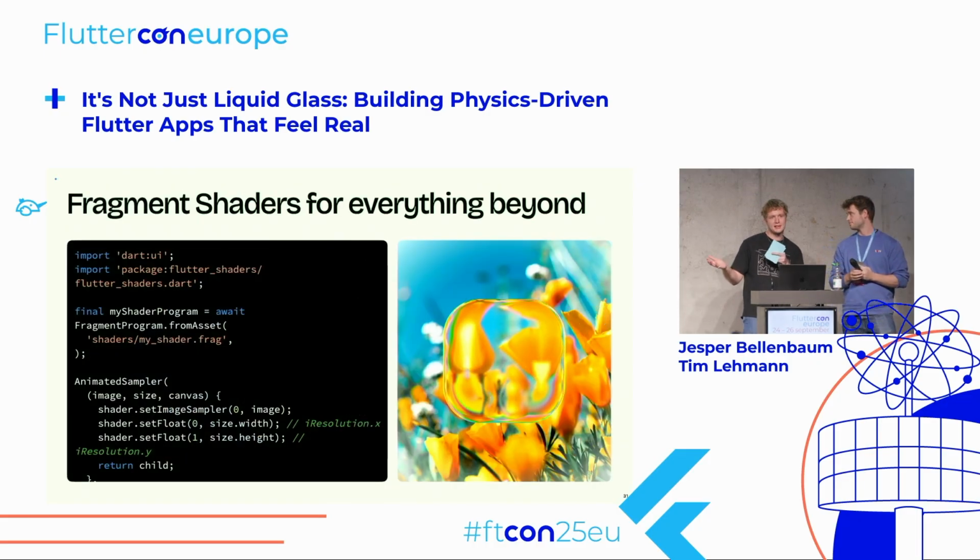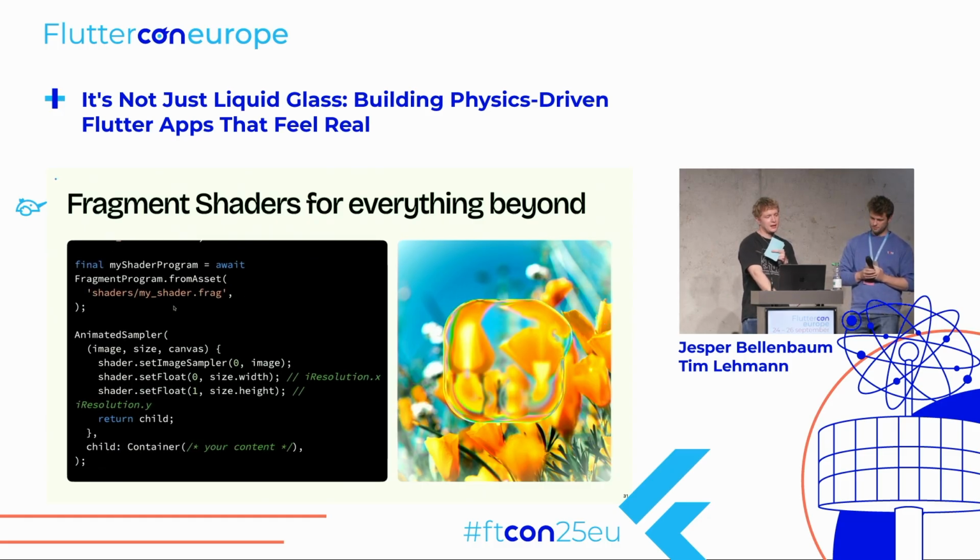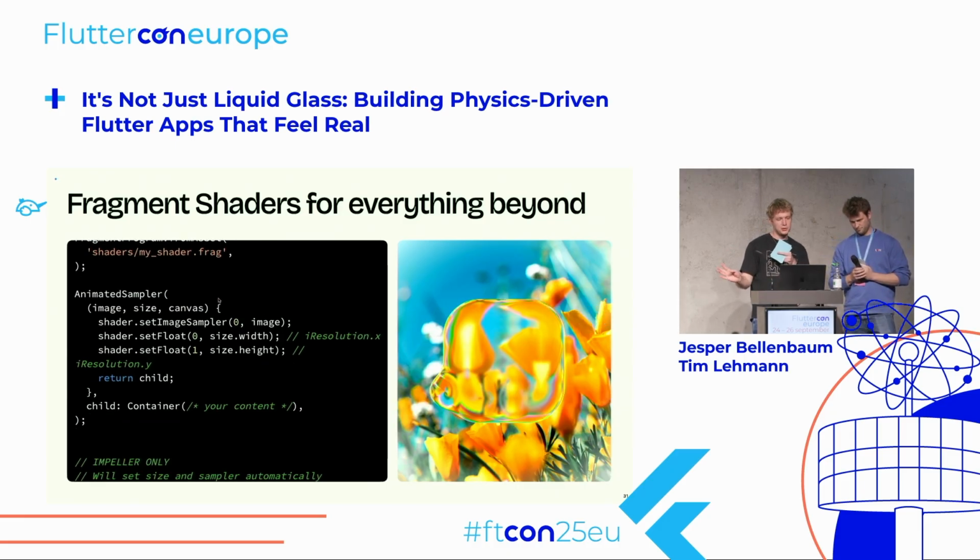And then if you need access to the GPU, obviously you have fragment shaders. And this is actually Liquid Glass. Our implementation is built with a combination of all these things. But a fragment shader, the biggest advantage is you get access to each pixel of your child. So if we go through this real quick, we can load a fragment shader, which is basically just a GLSL file. And then you have two options to use it, basically.